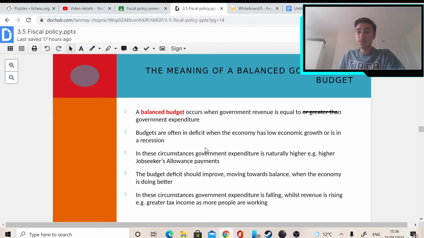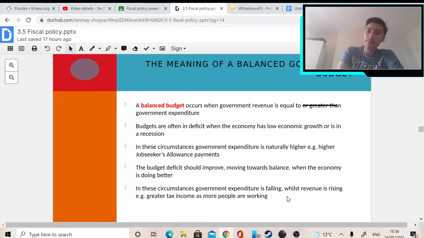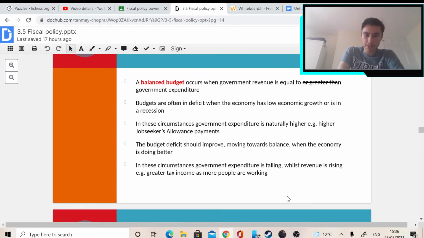In these circumstances, government expenditure is naturally higher. Example, higher job seekers allowance payments. So if the economy is in a recession, people will lose jobs and they need money, so the job seekers allowance has to be greater. The budget deficit should also improve. As you get more money, the budget deficit would slowly improve, and we'll get towards a stable condition close to a balanced budget, very close. In these circumstances, government expenditure is falling while its revenue is rising. So as it improves, the revenue will start to rise, and there might be a situation where we even get a budget surplus.